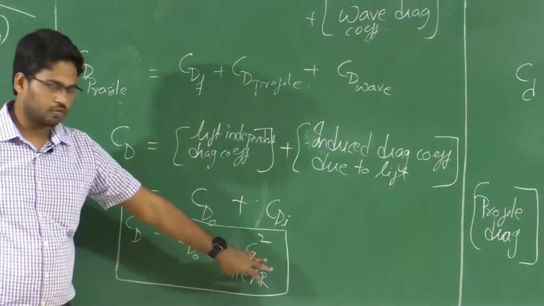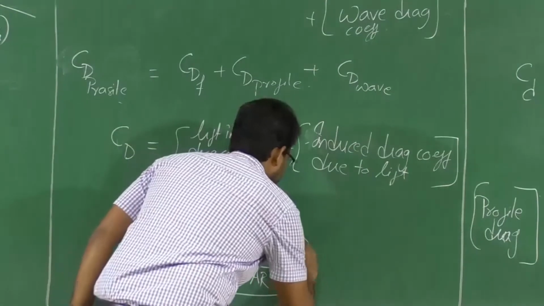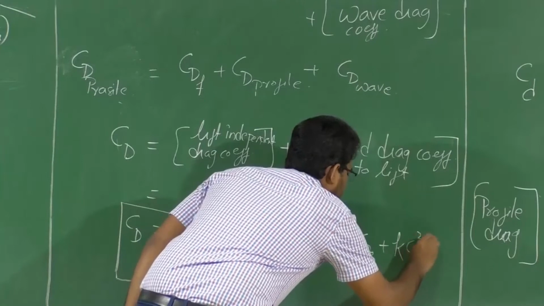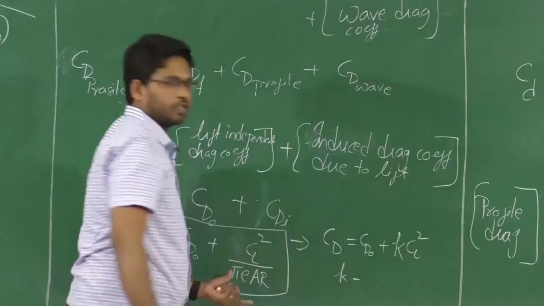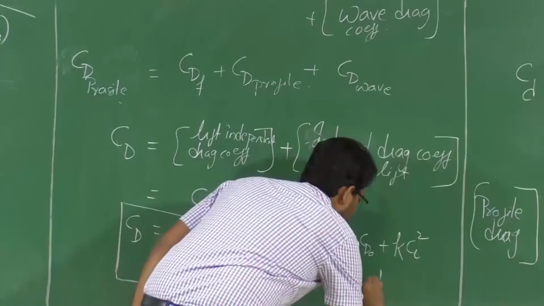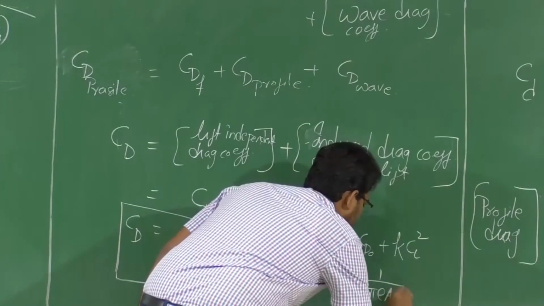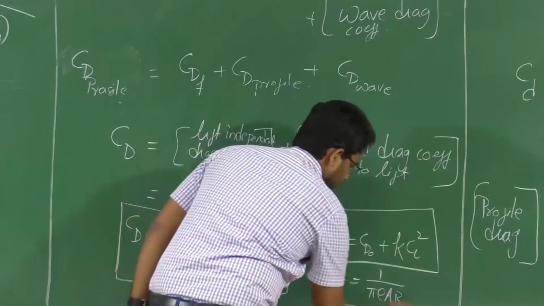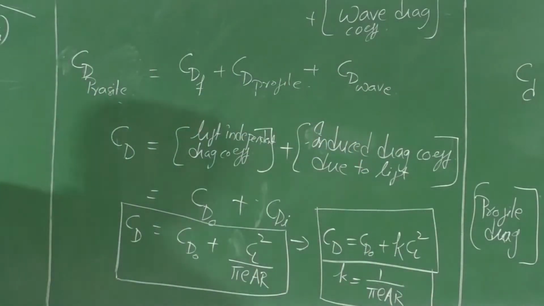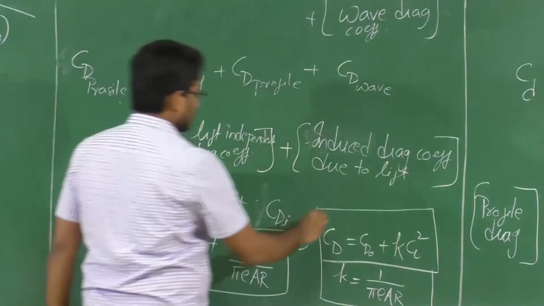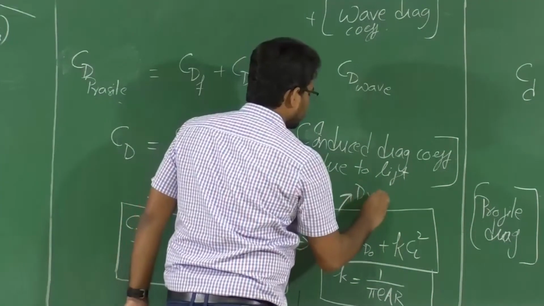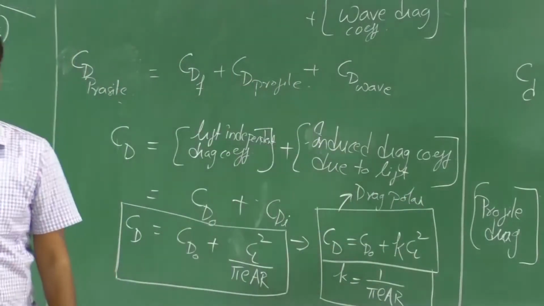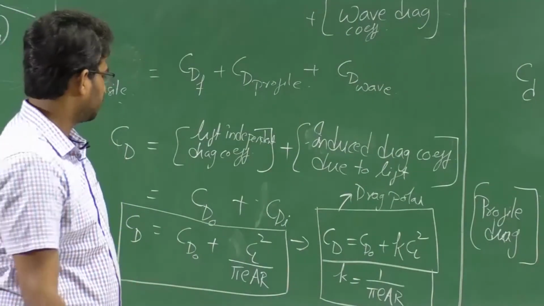So this particular equation is known as drag polar, which is also written as CD equals CD naught plus K CL square, where K is the induced drag correction factor, which is equal to 1 upon pi E AR. So K is known as the induced drag correction factor. Okay. So this particular relation for a finite wing is known as drag polar. Right? It represents the variation of CD with CL.